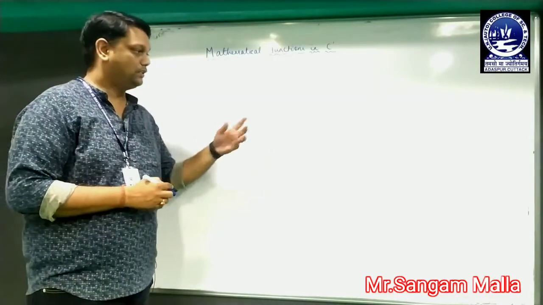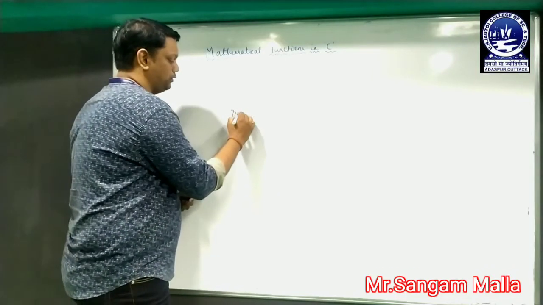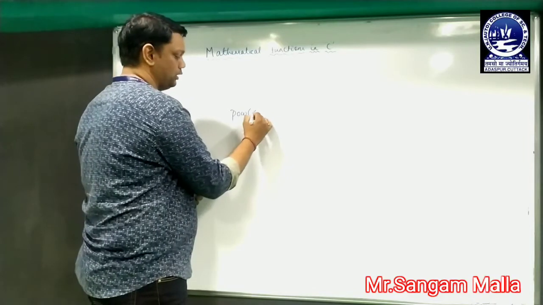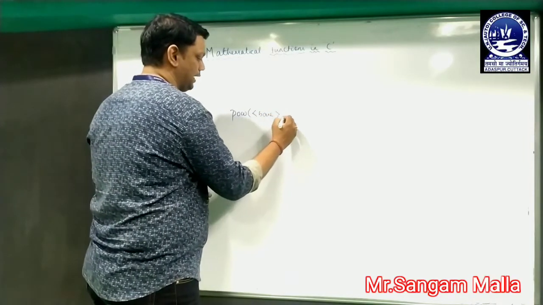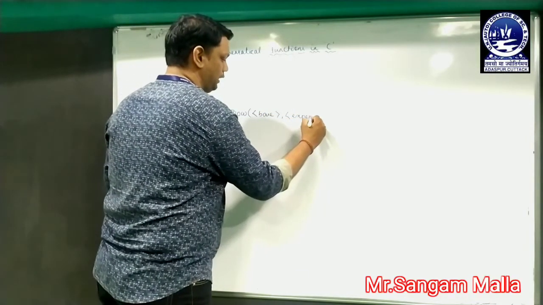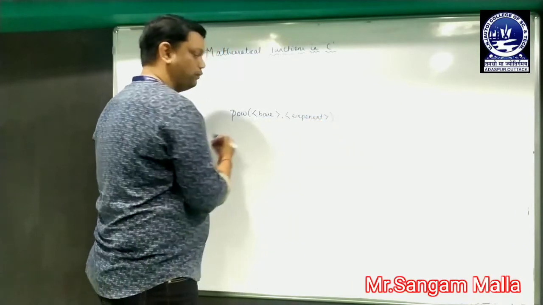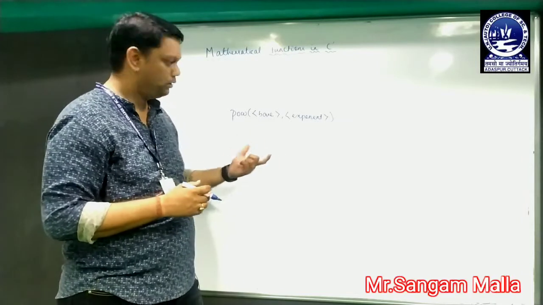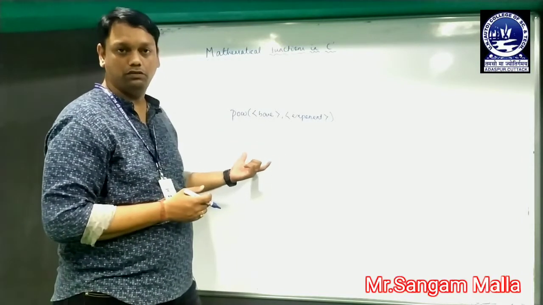Now we will take another function, that is the pow function. The pow function is a special function that will accept two values, that is base and exponent. So why is the pow function used? Whenever there is a need to calculate the power of a number, at that time we can take the help of the pow function.